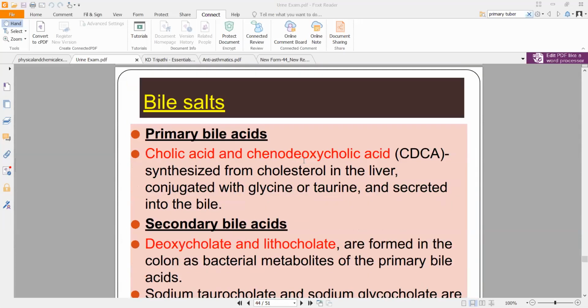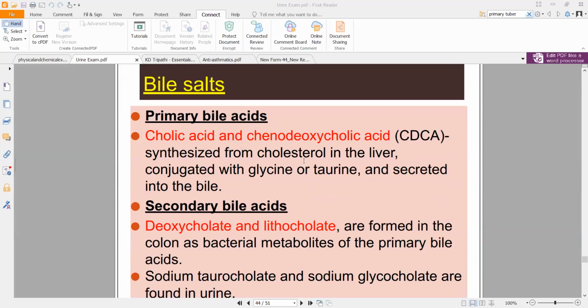Coming to bile salts, how do you test for bile salts? Now, if you want to test for primary bile salts, specifically CDCA, cholic acid and chenodeoxycholic acid, when these are synthesized from cholesterol through your liver, what will happen is they will conjugate with glycine and taurine. Glycine and taurine are amino acids, all right, and they are secreted through bile. This is what happens to bile acids.